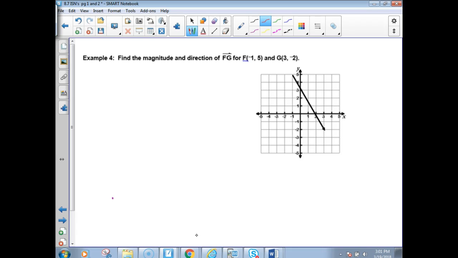All right, now find the magnitude and direction of FG. Did you guys, this isn't on your paper, is it? This ray. Okay, I'll see where it came from then.